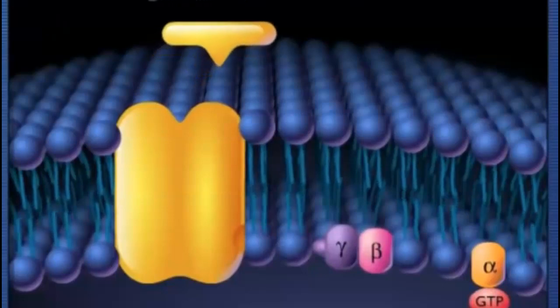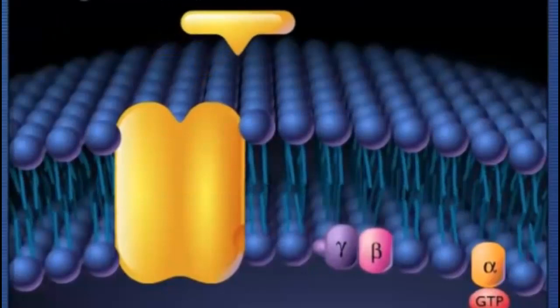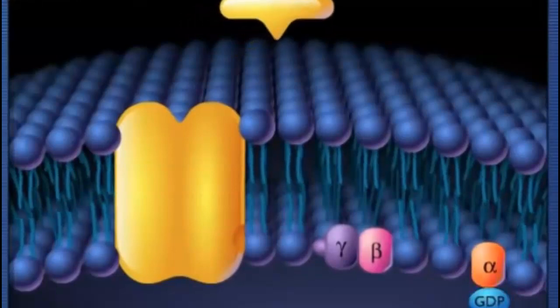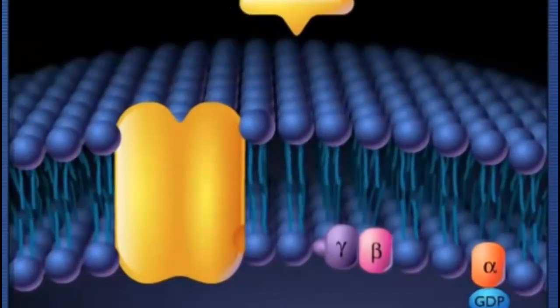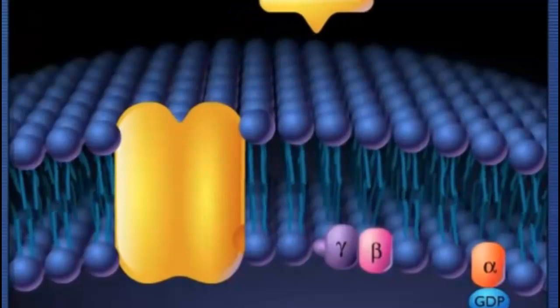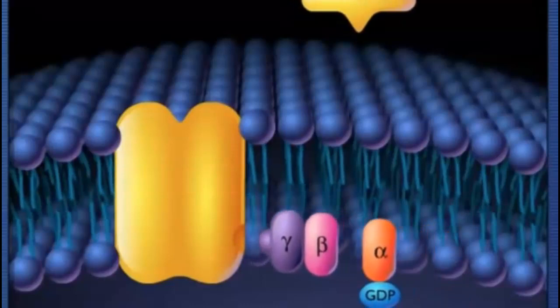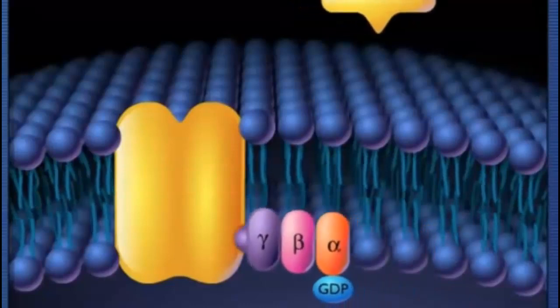Inactivation of the alpha subunit occurs when its own phosphorylase activity removes a phosphate from the guanosine triphosphate, leaving guanosine diphosphate bound to the subunit. The G protein subunits then recombine and attach to the receptor in the cell membrane.